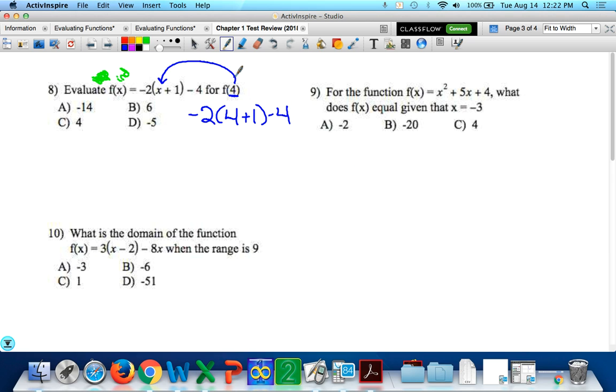Okay? This follows our PEMDAS rules. Do not forget those golden rules. Inside parentheses first. So we have -2 times 5 minus 4. Right here is going to become -10 minus 4, which is -14.